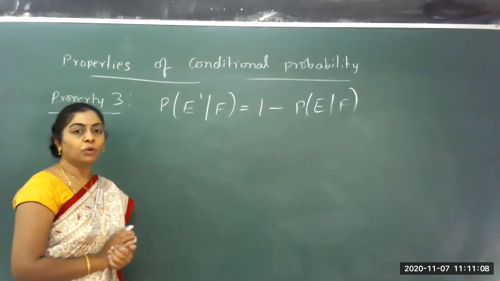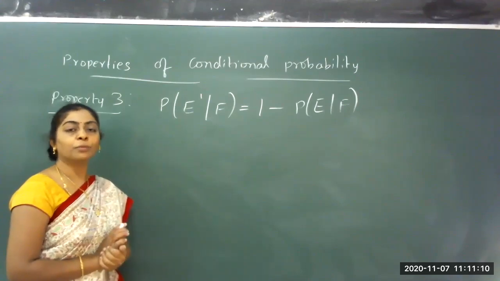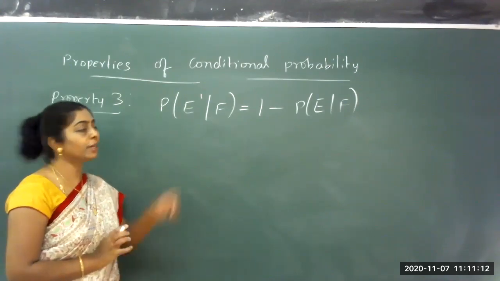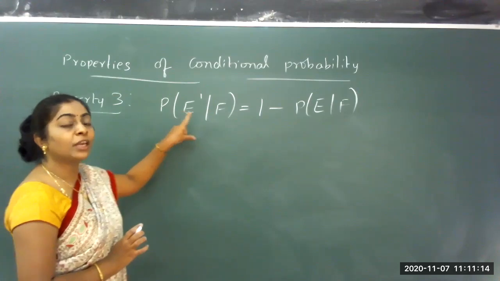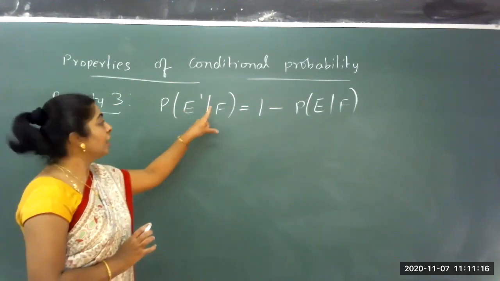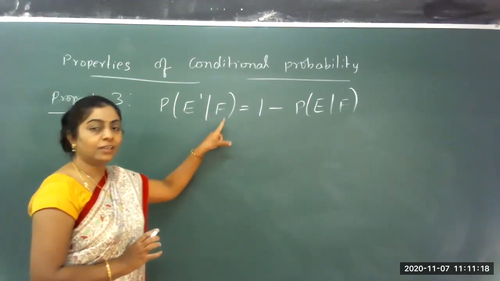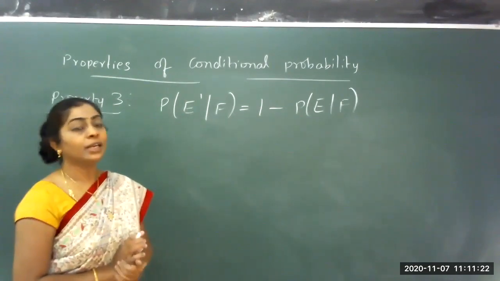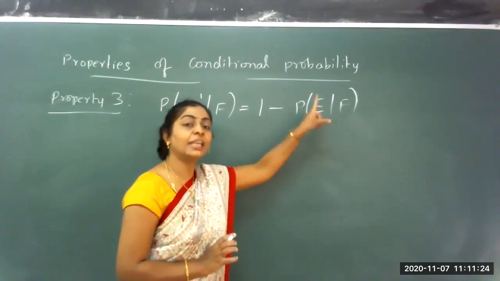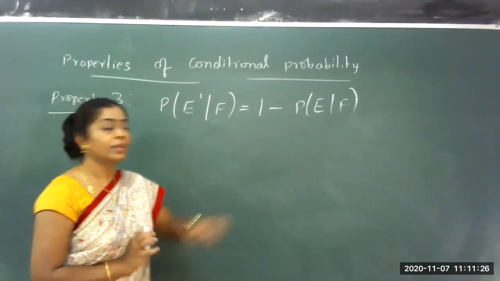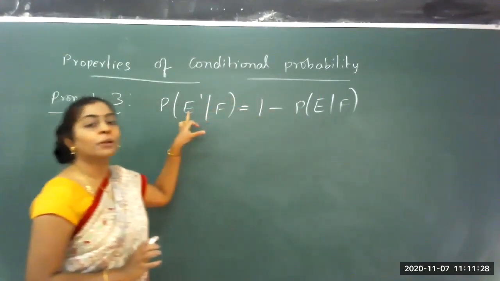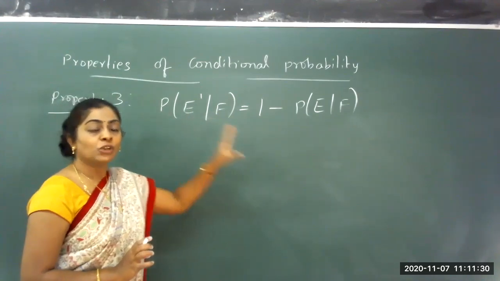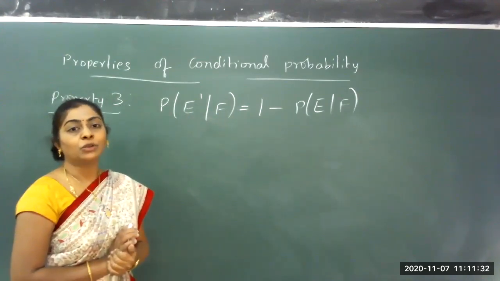One more property we have, the third property of conditional probability. The conditional probability of E dash when event F has occurred is equal to 1 minus the conditional probability of event E when F has occurred. E is the event, its complement is E dash. So we use this and try to rearrange.